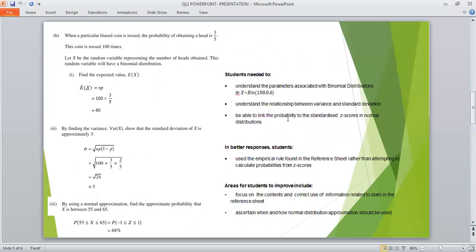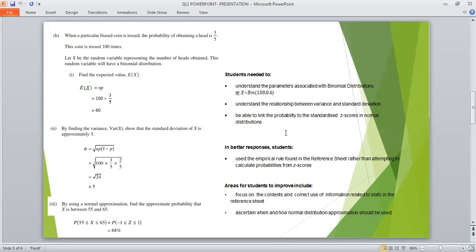And in this problem, of course, the first thing that we expected them to do is to understand that we are dealing with binomial probability, and the parameters involved are n equals 100 and p equals 0.6. Of course, they needed to indicate that they understood the relationship between variance and standard deviation for the B part. And they needed to actually link the probability to the standardized z-scores in normal distributions.